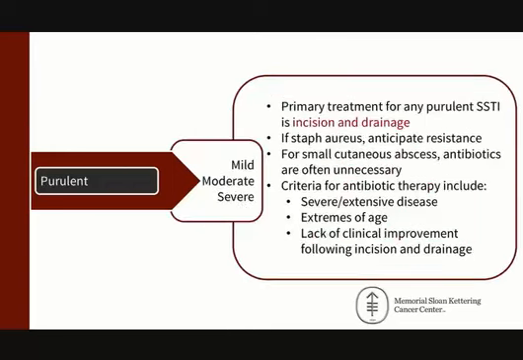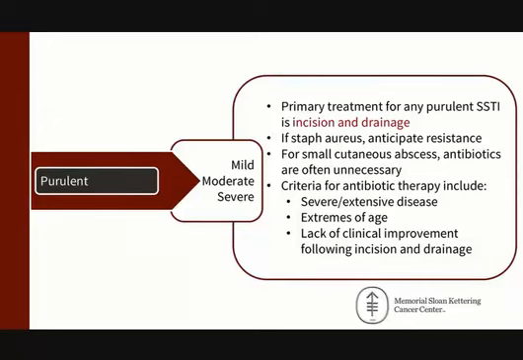The primary treatment for any level of purulent SSTI is incision and drainage. If lumps, bumps, or pus are present, the infection is most likely due to Staph aureus and, at least in the U.S., is most likely to be resistant to beta-lactams. The primary treatment of a cutaneous abscess is incision and drainage, with antibiotics often being unnecessary.